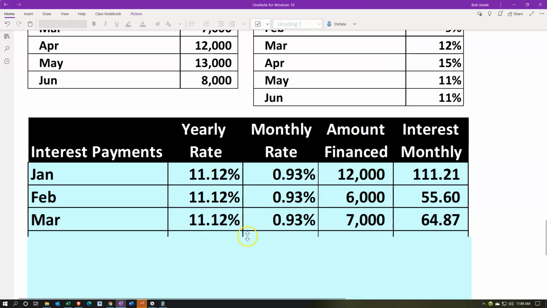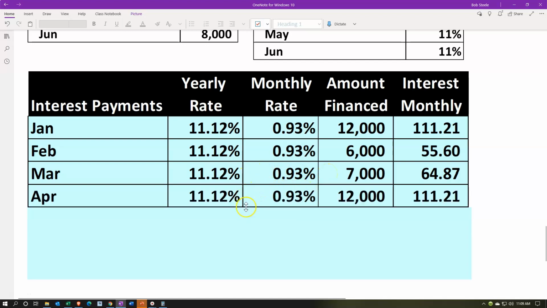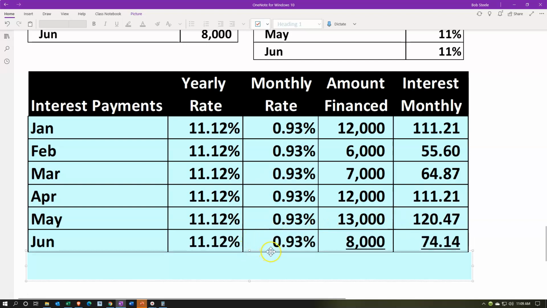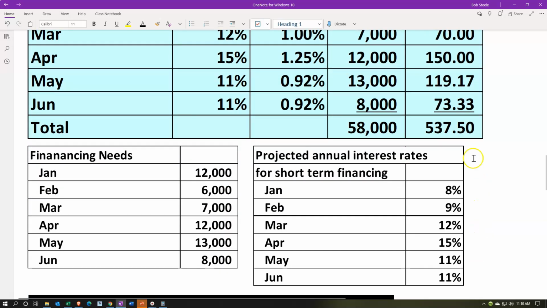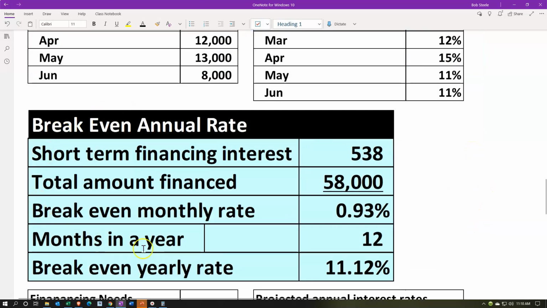And then we'll do the same thing, obviously, for March. We got the same rate, but now we're going to multiply it times the 7,000, the month that we need, 6487. Same thing times the ending amount of 12,000. And then May, 13,000. It's going to give us the 12047. And then June at the 80,000 gives us the 7414. If we add this up, then we can prove that at the end of the day, we get to this 537.50, which is the same amount that we got up here when we filled out the same table. So we kind of proved that this formula here is working.